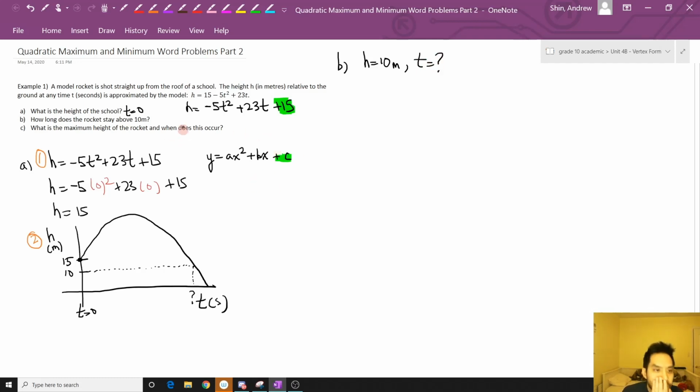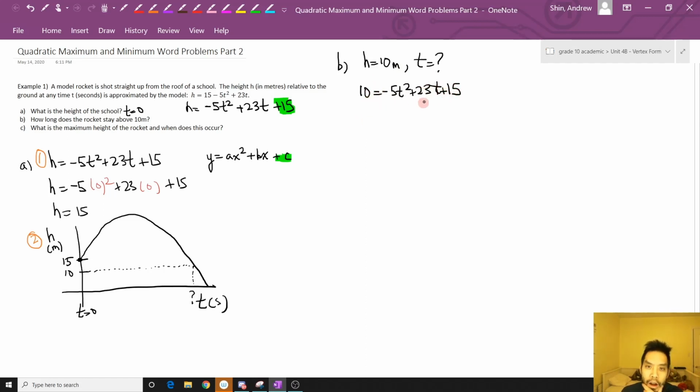Okay. So I'm going to write up the equation because the equation relates the height and time. So I'm going to replace h with 10. I'm going to copy out the equation. So this is negative 5t squared plus 23t plus 15.